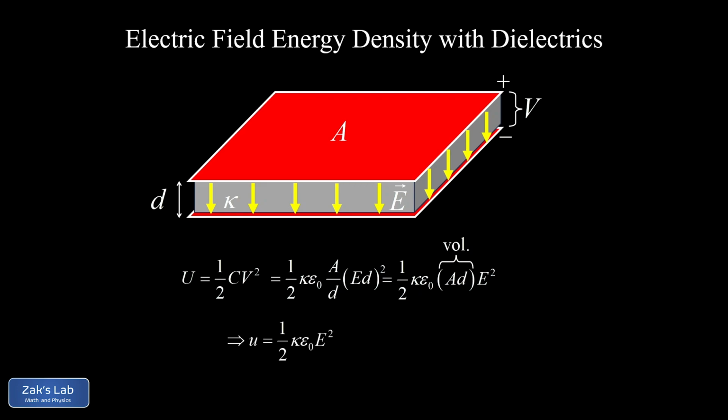And now on the left-hand side, I've changed that to a little u, standing for energy density. Again, that would be measured in joules per cubic meter. And on the right-hand side, we have a 1/2 kappa epsilon 0 E squared.